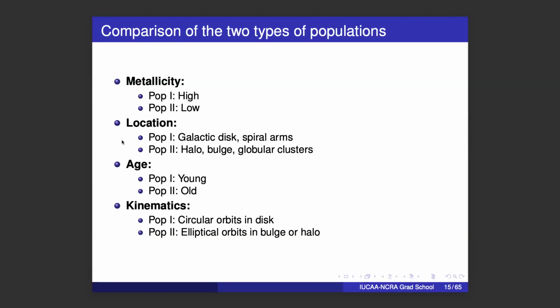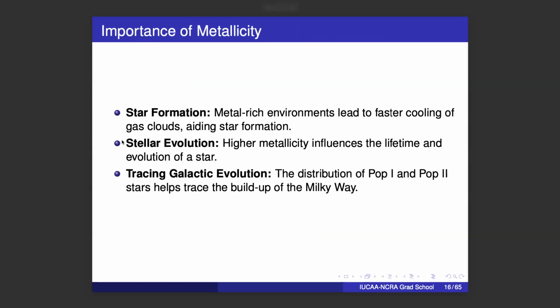These are the main differences between the two populations. Metallicity is important because metal-rich environments lead to faster cooling of gas clouds, aiding in star formation. So one of the things that prevents star formation is cooling. Unless you can cool the atomic gas into molecular gas, you cannot achieve high enough densities to form the stars. So therefore, cooling is quite an important phenomenon, and the presence of metals aids in cooling. So the first generation of stars may take a long time to form because there are no metals. But the next generation of stars could form fairly rapidly because now the ISM has a lot of metals.